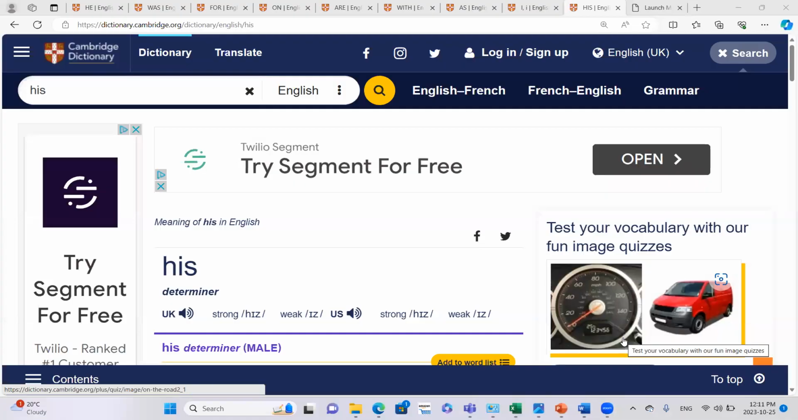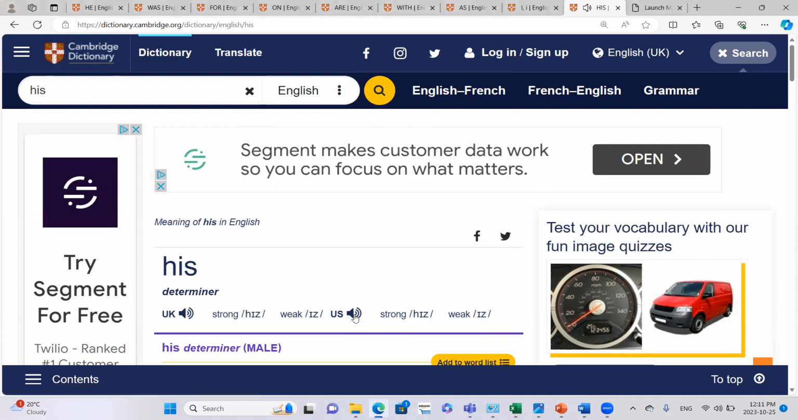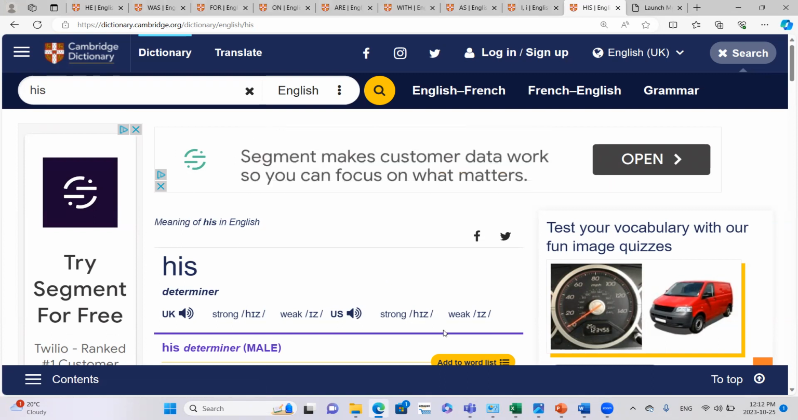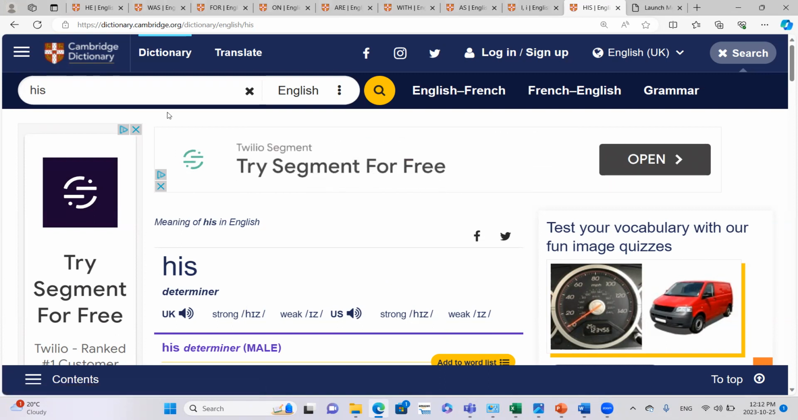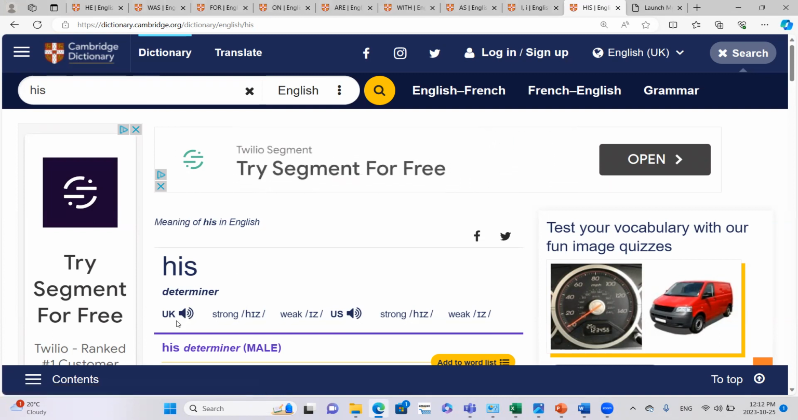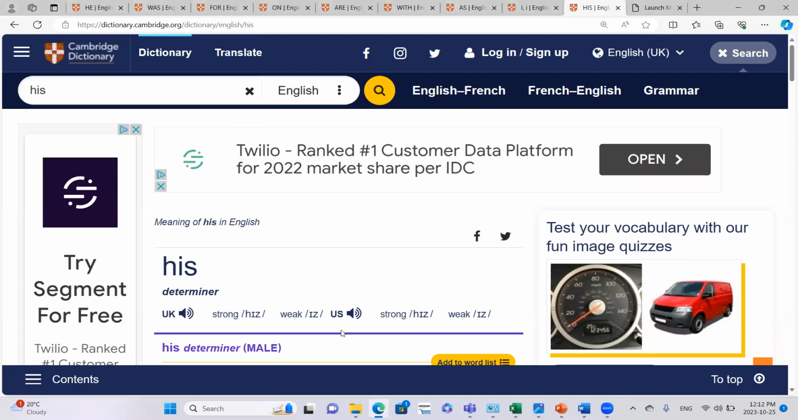So the first word today is his. If you look at the spellings of this word, it's H-I-S, but the ending sound is Z, his. You can see I've typed this word in the search box of online Cambridge Dictionary, and it gives me the pronunciation of British and American English. In this series, we are focusing on American pronunciation.